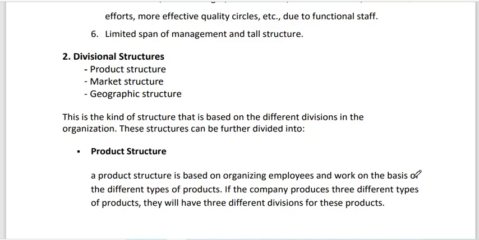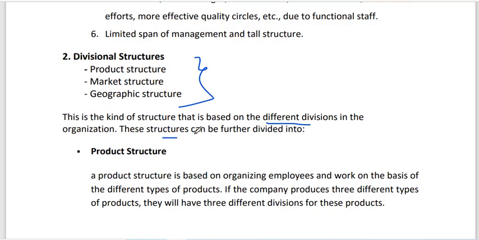Okay, in which we also have three types of structure: product structure, market structure, and geographic structure. Okay, divisional structure. So what is a division? This kind of structure is based on different divisions. Like if you study in school or college, you have some divisions: A division, B division, like this. So in a company or any organization there will also be different divisions. So this type of structure divides based on their divisions, the different divisions in the organization.